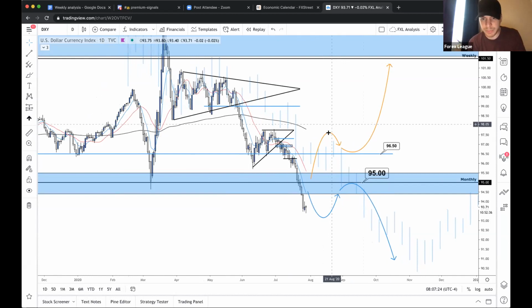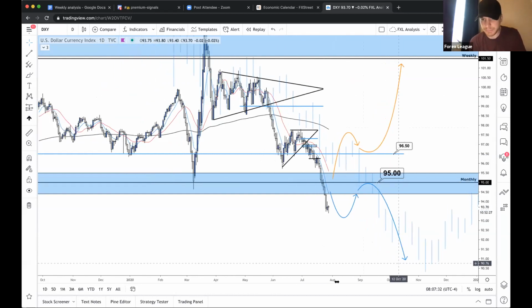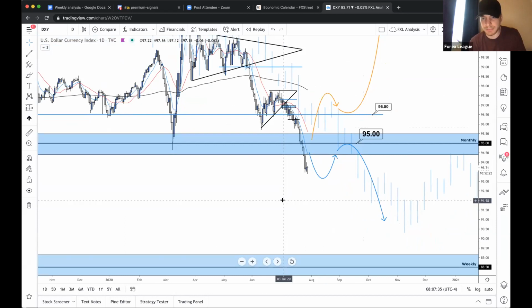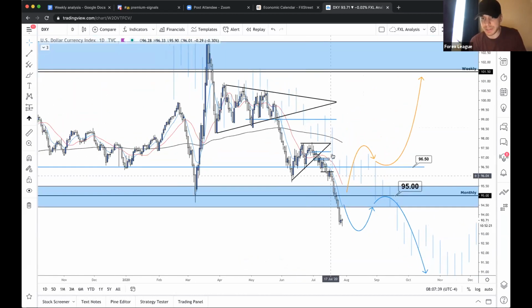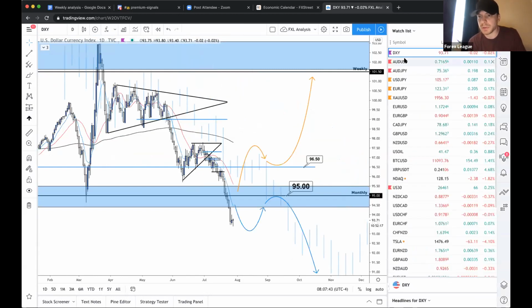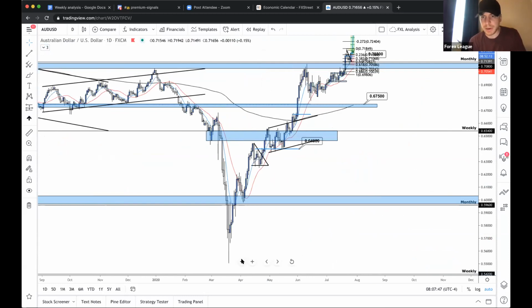Okay, but for now we are definitely more bearish than anything else, as we just broke this monthly and are now waiting for some sort of confirmed lower high and continuation to the downside. But it's not looking good for DXY. The US dollar has definitely been melting in value recently. Okay, so that's DXY. We can now move on to some currency pairs, starting off with AUD USD.